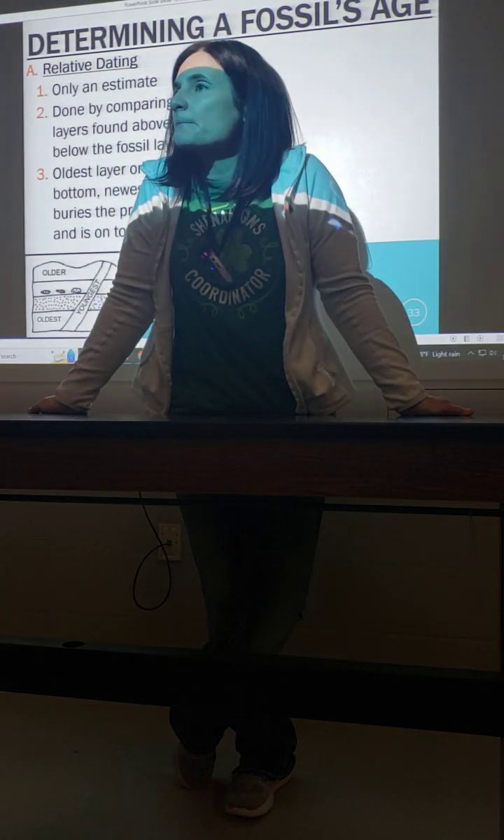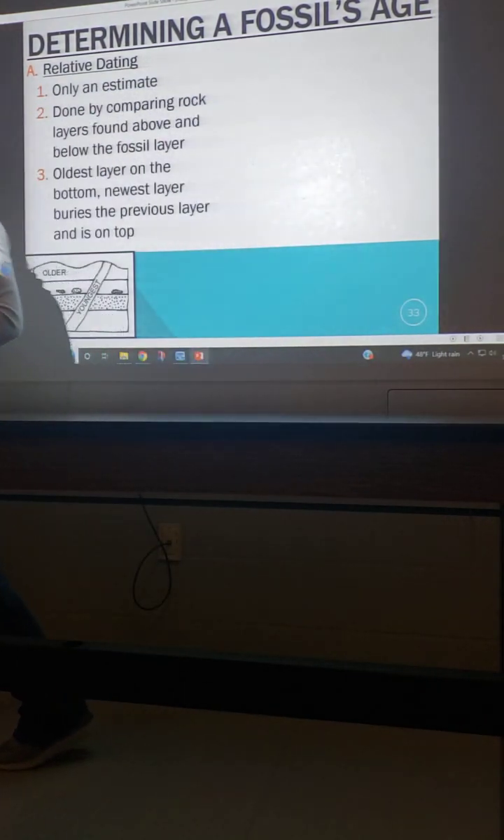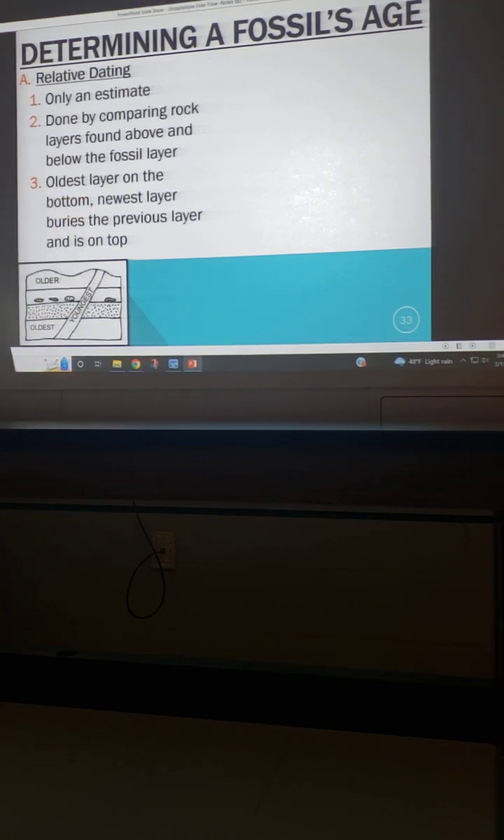Yes? In that photo, why is the other layer cutting through? Good question. So there is something called an intrusion. Doesn't it look like that rock layer is intruding into these layers? Like it cut right through it? What's it look like to you? It's just going through it. It's just sitting there.